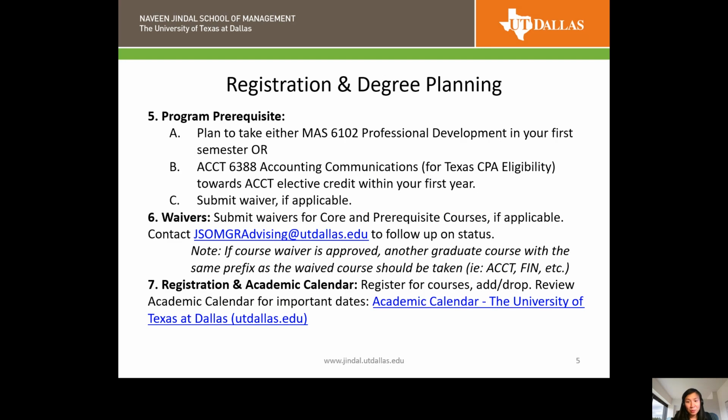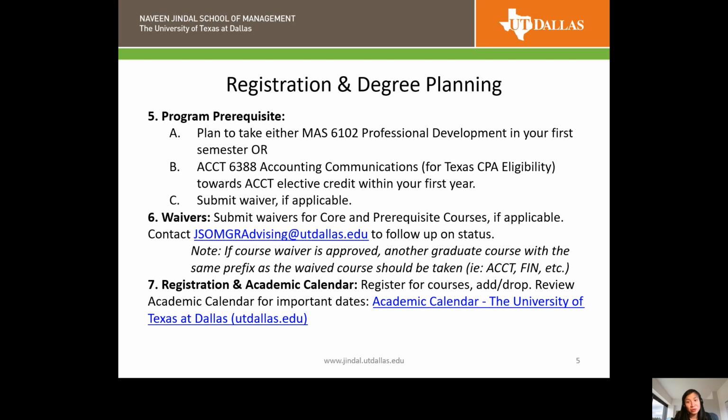Keep in mind that there is one program prerequisite for all master's students. It's a 1-hour professional development course that you would typically take in your first semester. It's a 1-hour class, so together it would be 37 hours that you would graduate from. You could submit a waiver for it, which if approved, you don't need to worry about it. If not, you could take an accounting communications class that only accounting students typically do, and that would count 3 hours towards a degree as accounting elective credit. We can go over this in more detail with you later.